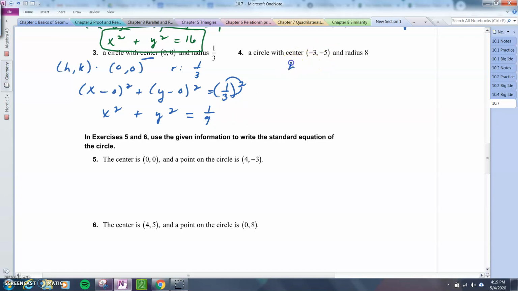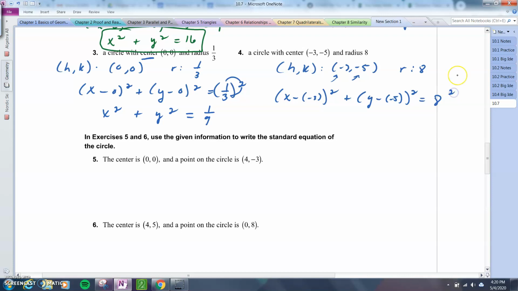Let's jump over to number 4. The center here is -3, -5, and my radius is 8. Let's plug this in. This is going to look a little different because I have negative values for the first time for my center. So I'm going to show you how that changes the equation. So I have x minus, but I'm going to use a parenthesis here. In this case I have -3, and then I'm squaring that. And then y minus, and I'm going to substitute in a -5 for where the k usually goes there. And then I'm doing 8 for r, taking that to the power of 2.